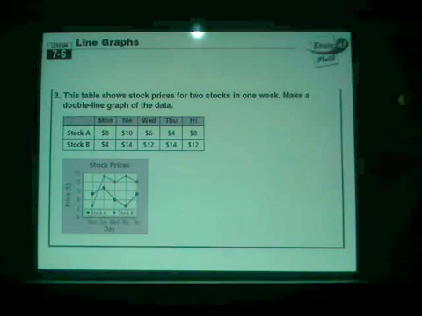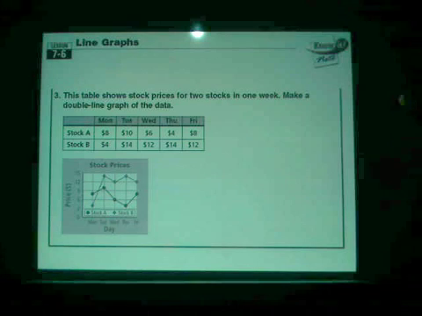Okay, let's take a look at number 3. The table showing the stock prices for 2 stocks in 1 week, very similar to what we did earlier, and we're to make a double line graph of the data. So let's take a look at some of the key things they did there.